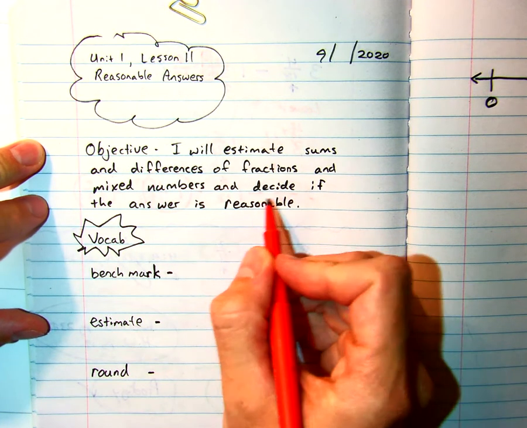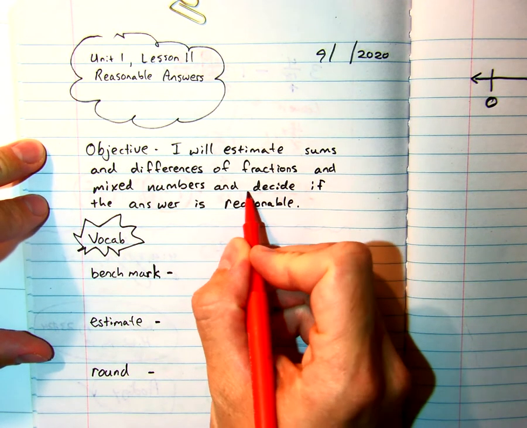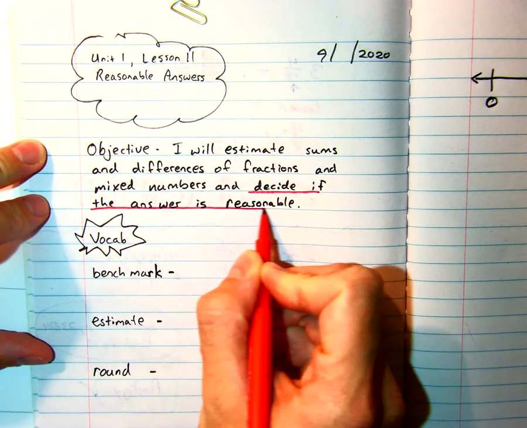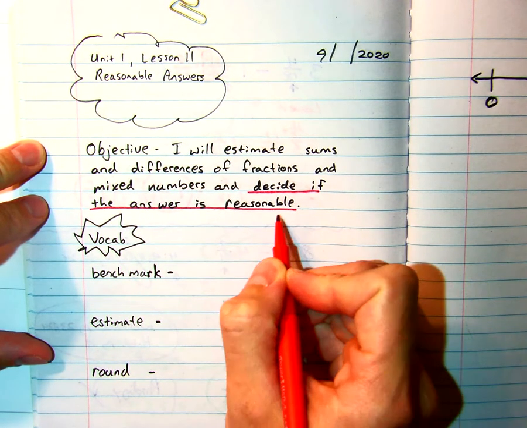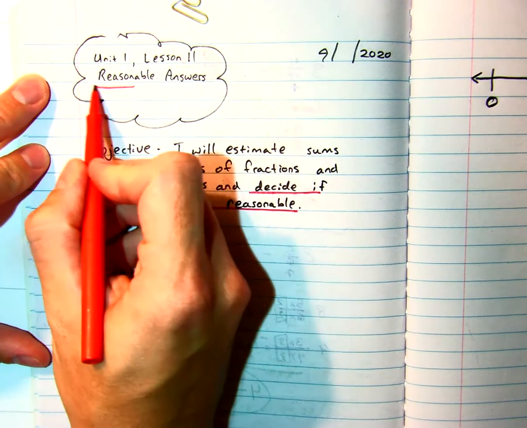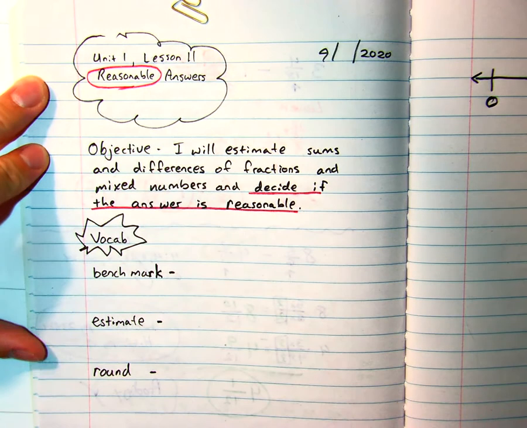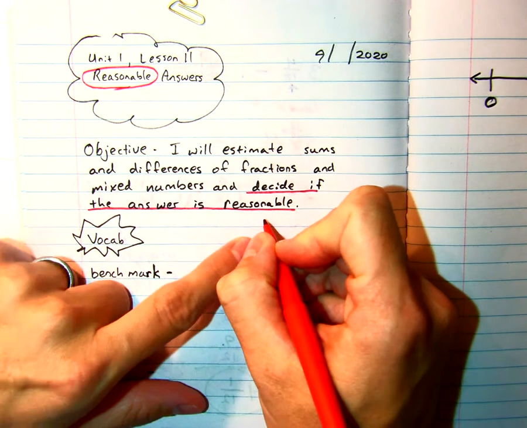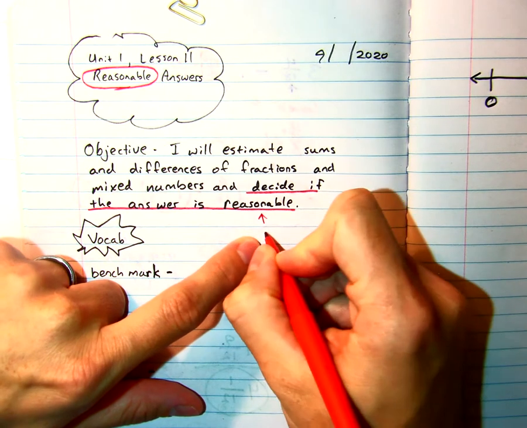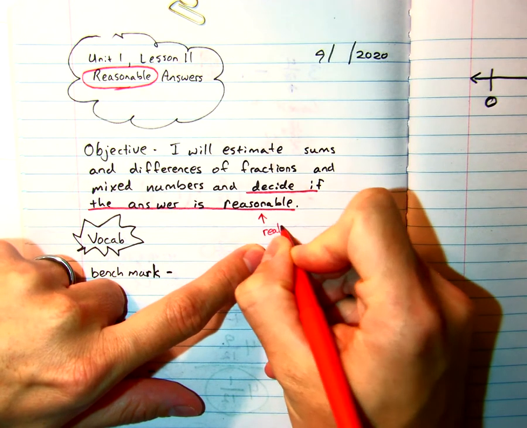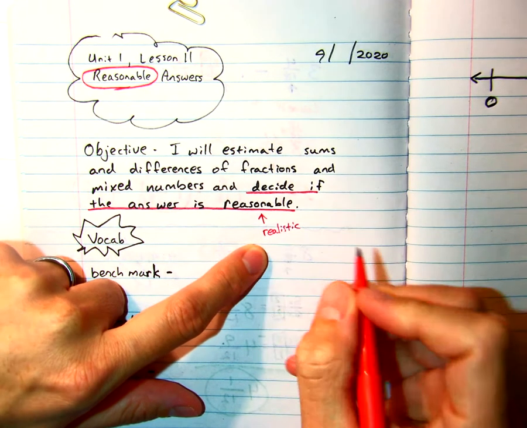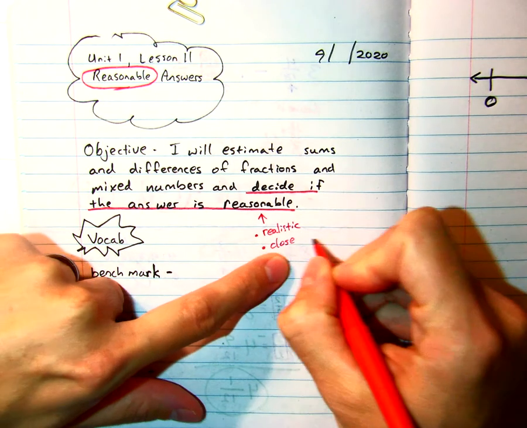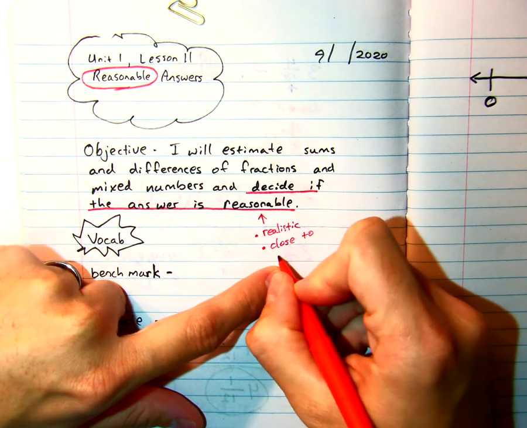Well, I think our objective might actually be a bit of a run-on sentence. But if we look at the end here, decide if the answer is reasonable. That's the word from our title here. So what do we think reasonable means? Well, for this, we want to know if it is realistic. Are we close? Close to the truth.